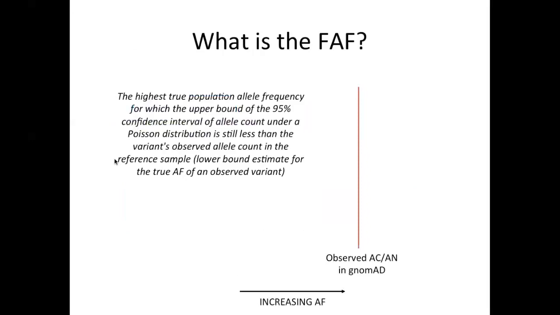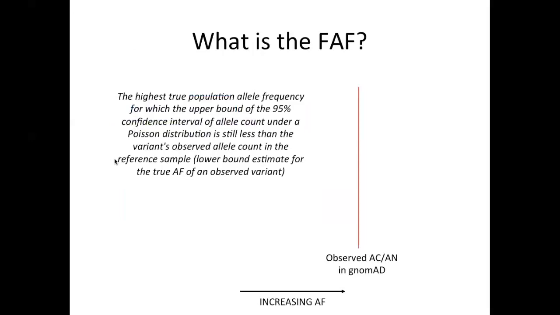So it's sometimes a little bit conceptually hard to visualize what this filtering allele frequency is. So this sentence in italics here is how we described it in the paper, and it relates to the highest true population allele frequency where the upper bound of the 95% confidence interval for a Poisson distribution is still less than the variant's observed allele count in the reference samples. That's a bit of a mouthful.